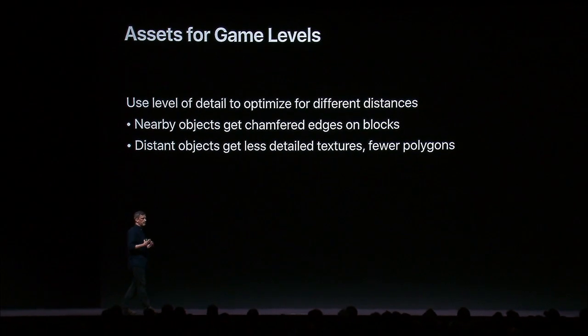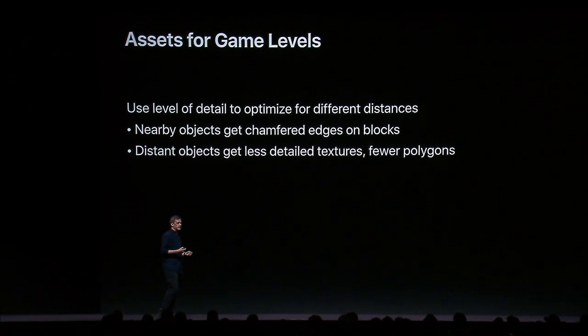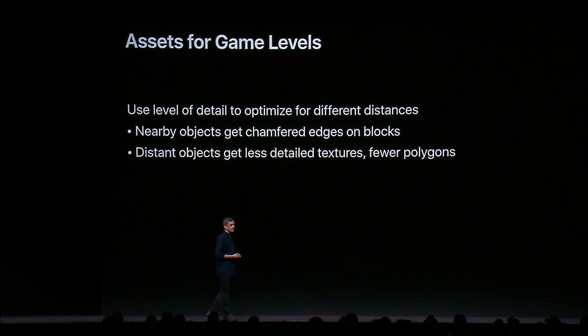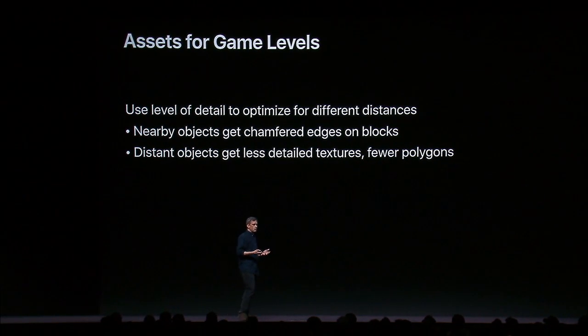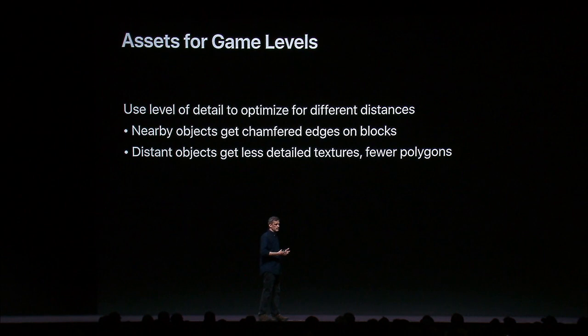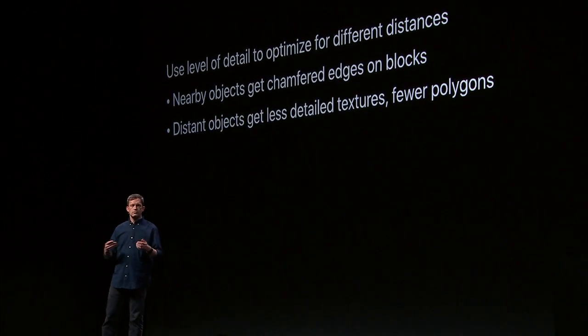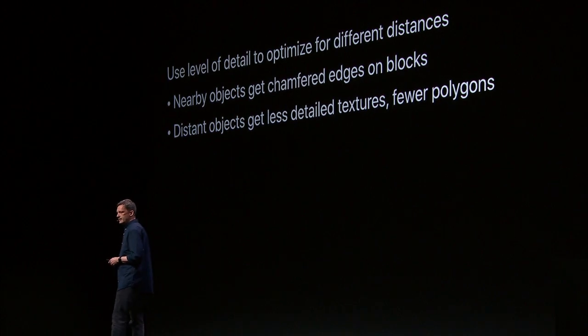To further optimize for different distances, SceneKit supports varying the assets used based on the level of detail required. Nearby objects use more polygons and more detailed textures, while faraway objects use fewer polygons and less detailed textures. This really optimizes the rendering of the scene.